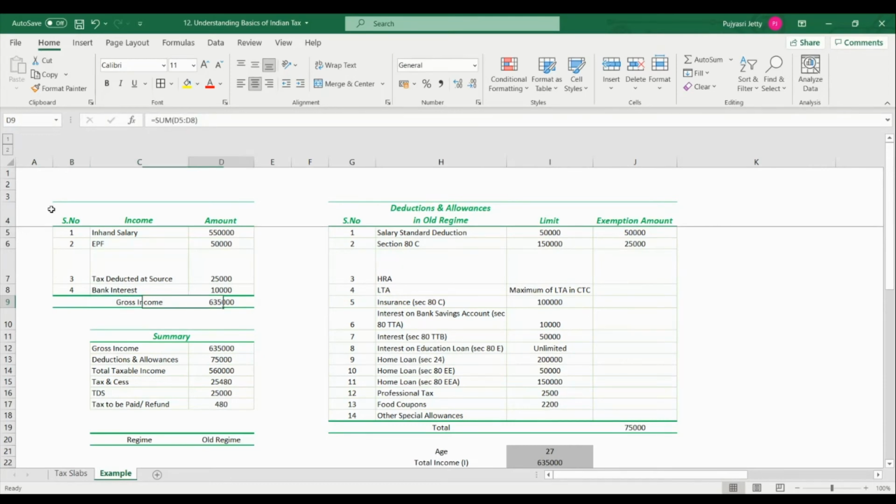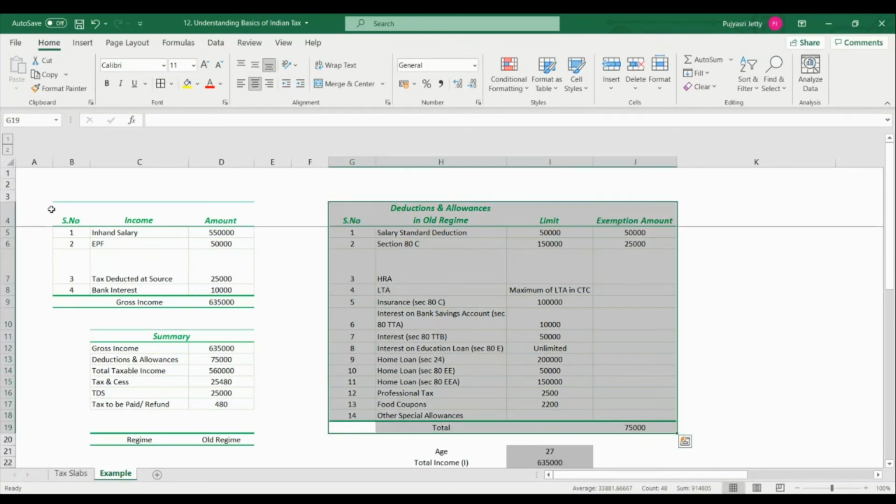Now let's look at the deductions that are being claimed. The person is claiming a standard salary deduction of 50,000 as well as 25,000 under Section 80C. So the total deductions that are claimed are 75,000. Again, a note here, these deductions that you see on the screen are only applicable in the old regime. As I have said earlier as well, I have uploaded a separate video about old regime versus new regime. You can check out in detail the differences and how that will impact your tax in that video.